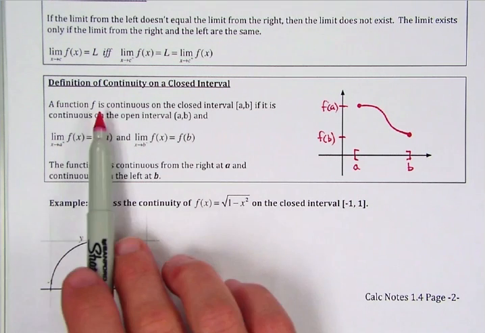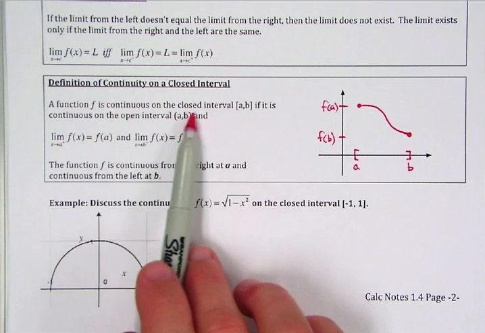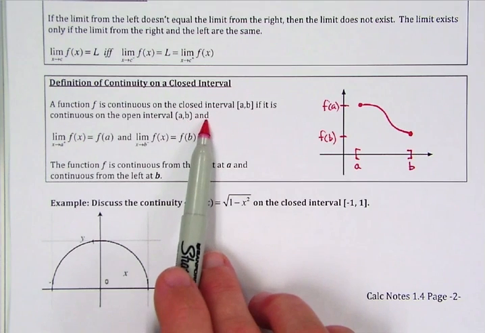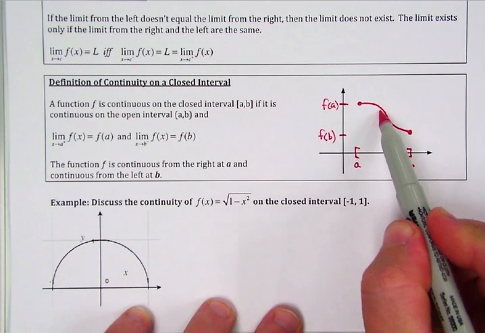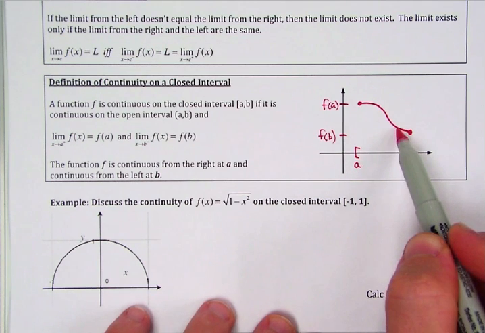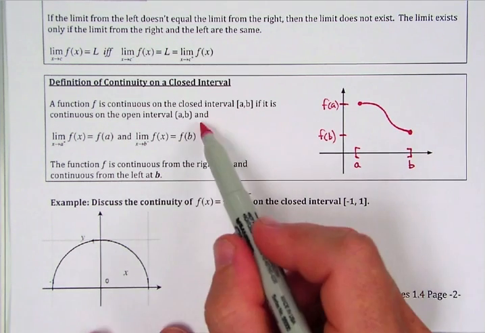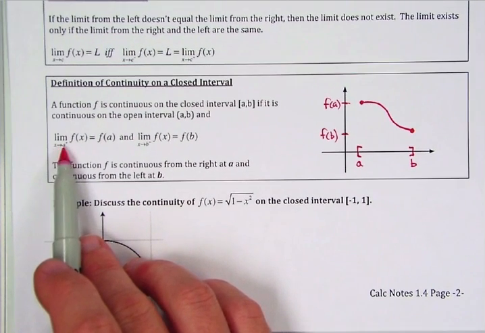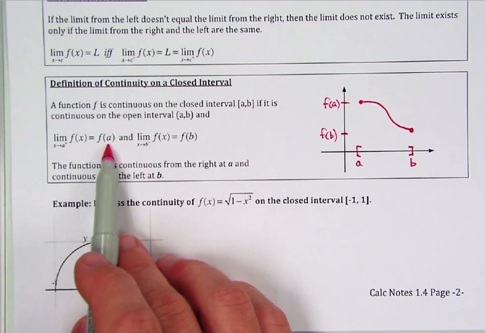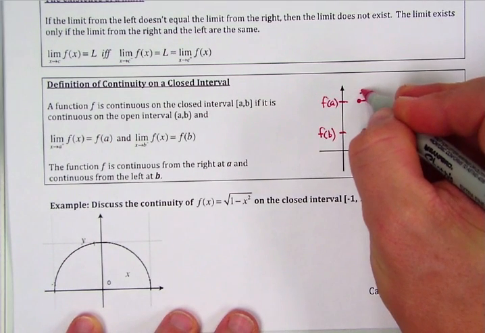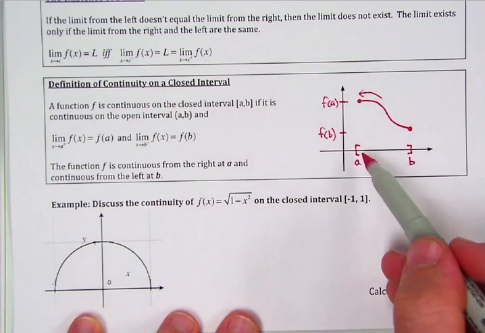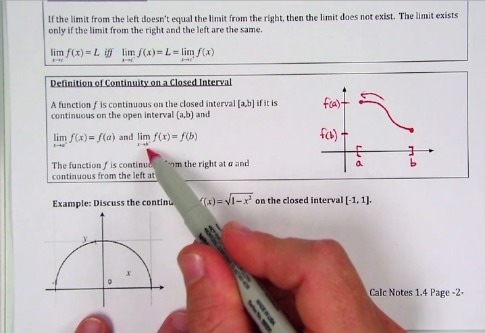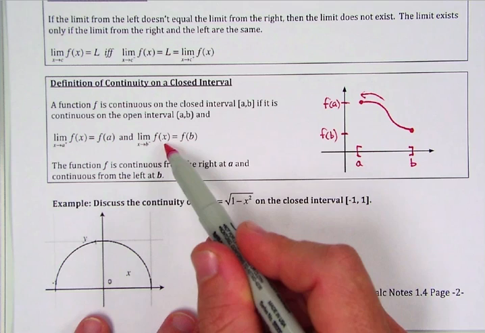So here's what it says. A function f, right here, is continuous on the closed interval ab if it is continuous on the open interval ab, so meaning all this inside stuff is continuous, which we figured out how to do on the previous page, and the limit as x approaches a from the right side equals f of a. Meaning, as we're approaching here from the right side, we can use direct substitution and find that limit of f of a. And the limit as x approaches b from the left side of f of x equals f of b.